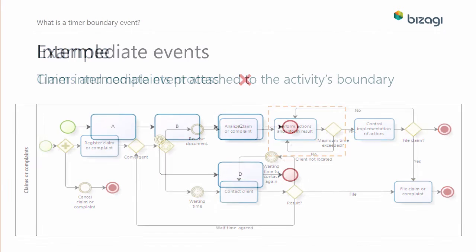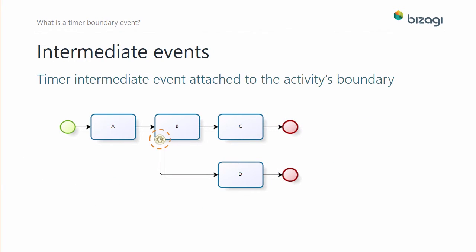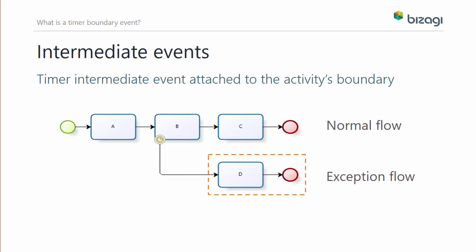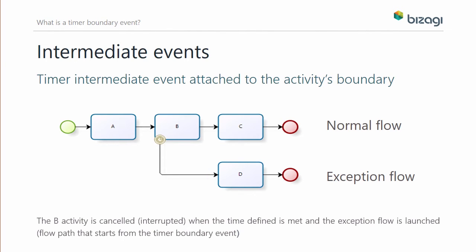The timer intermediate event can be attached to the activity's boundary. Consider the following process flow. In this case, the B activity should be performed within a certain time. Otherwise, an exception path should be activated. If the activity is completed within the time configured in the timer, the process flow continues with the C activity, the normal flow. If the activity is not completed within this time, an exception flow is launched. The exception flow is the D activity.